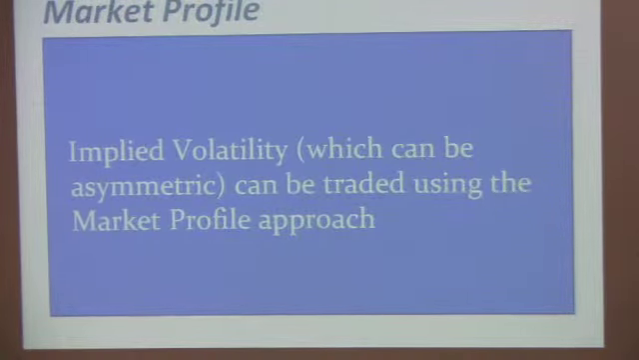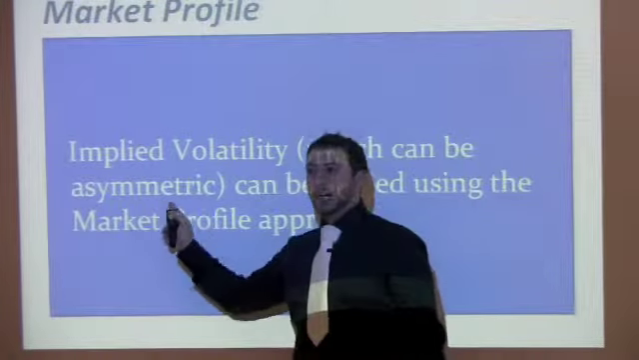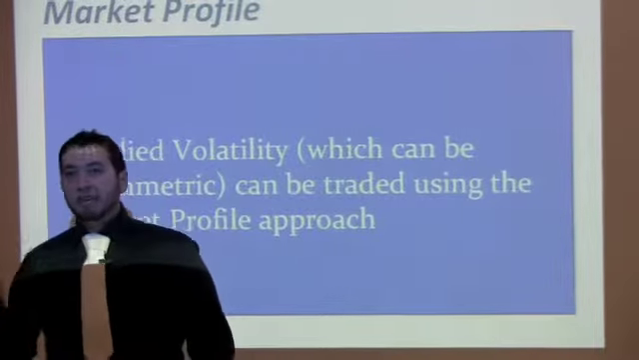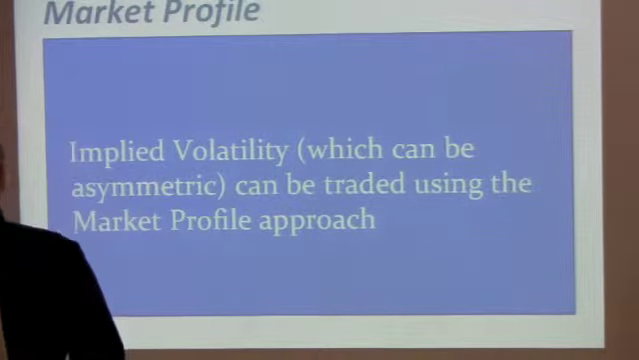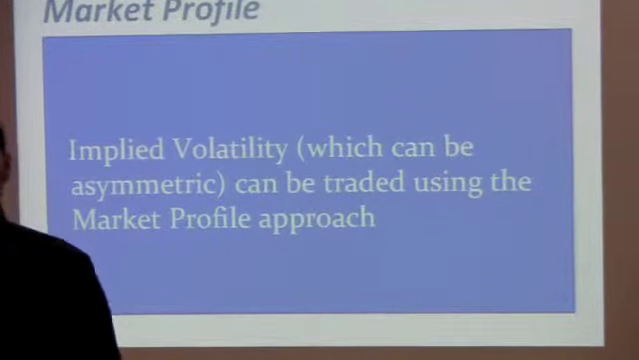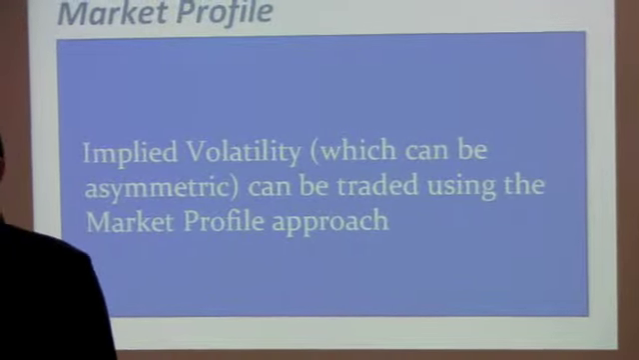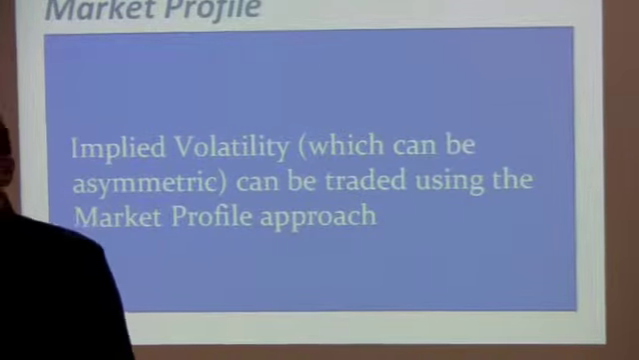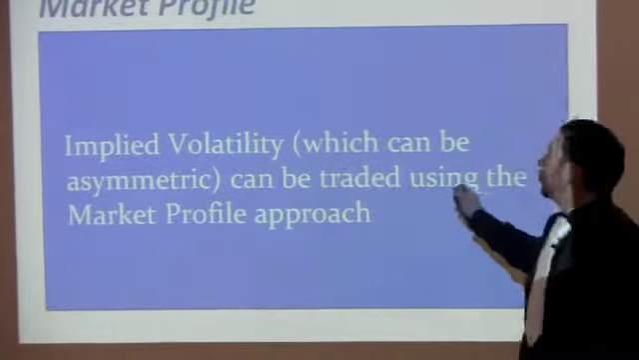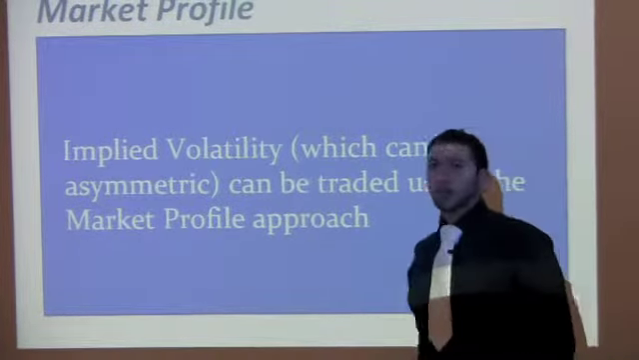Implied volatility, which can be asymmetric, by the way. Asymmetric means, once again, that when there is a negative shock hitting the market, what does volatility usually do? Increase or decrease? Increase, exactly. Okay? It can be asymmetric, and it can be traded using the market profile approach.